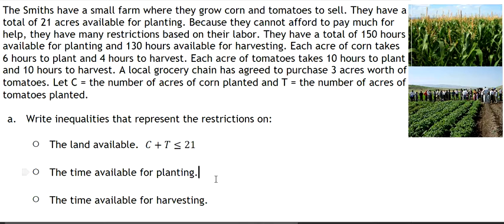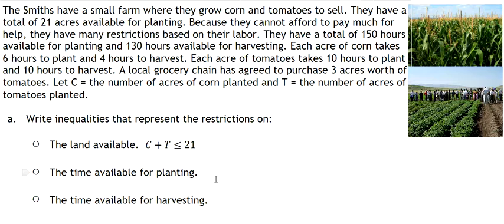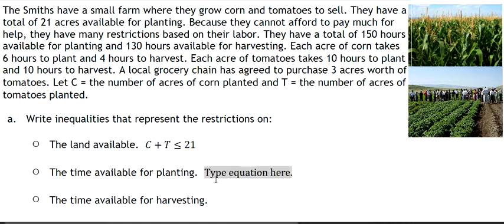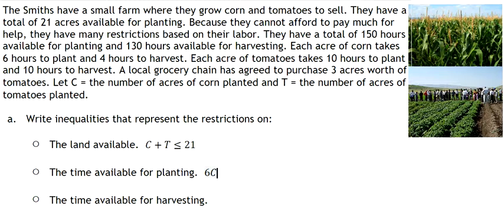The next one that we have is time available for planting. Depending on which kind of acreage I'm planting, the corn takes 6 hours to plant and 4 hours to harvest. The tomatoes take 10 hours to plant and 10 hours to harvest. So tomatoes are 10 both ways. Corn takes 6 hours to plant. So every single acre I plant of corn, it's going to take me 6 hours. So I'll say 6C. I'm using capital C.